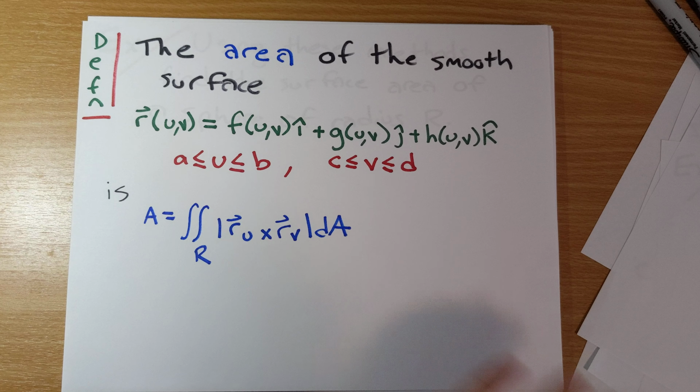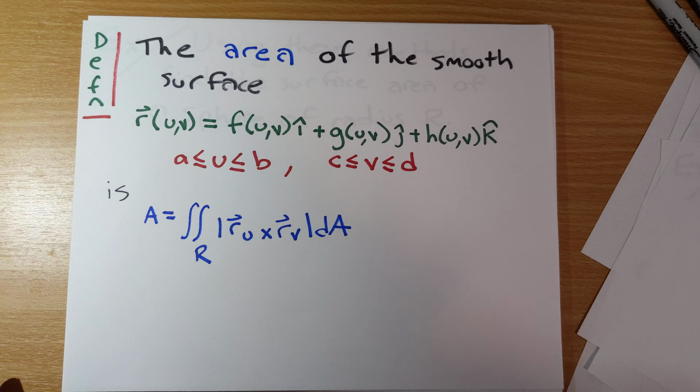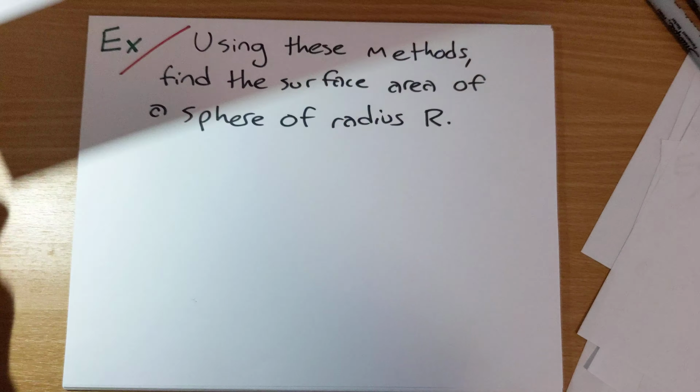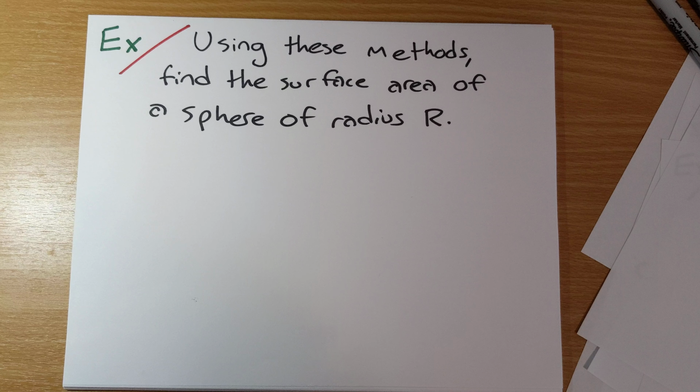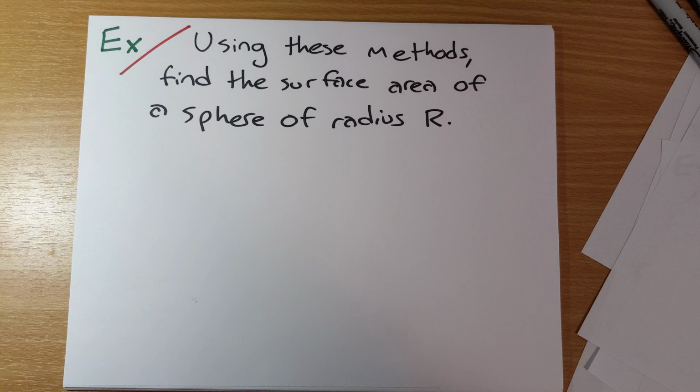Whenever we have formulas like these for calculating surface area, just any type of formulas in general, we should be thinking about how this ties into things that we already know. So what is a surface that we should know off the top of our heads the surface area of? Well, how about a sphere of radius r? Let's use these methods to find the surface area of a sphere of radius r.